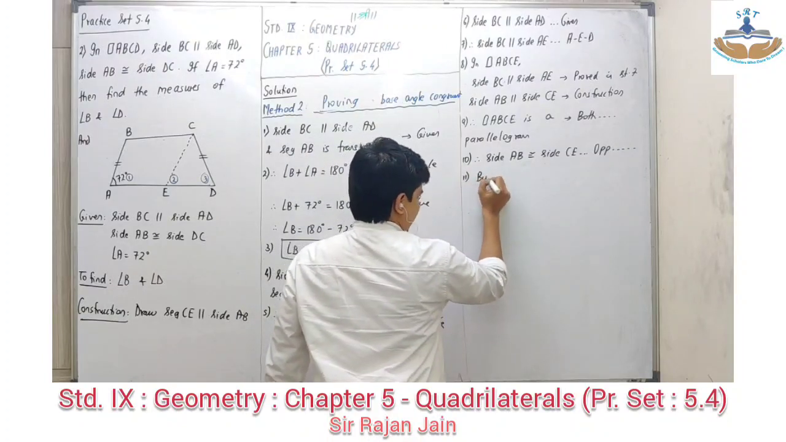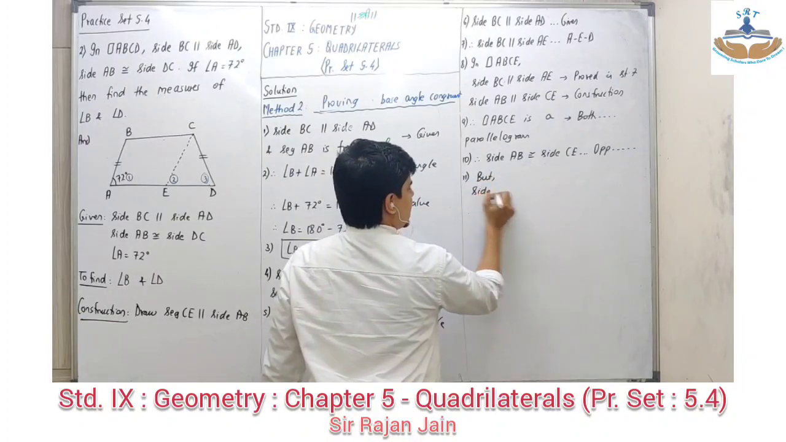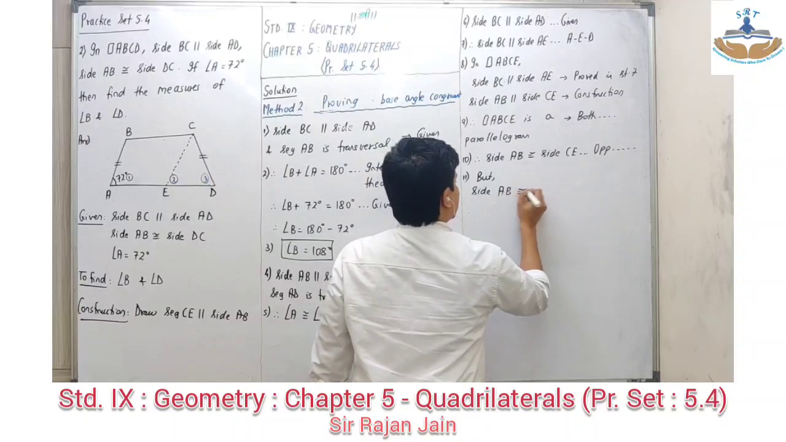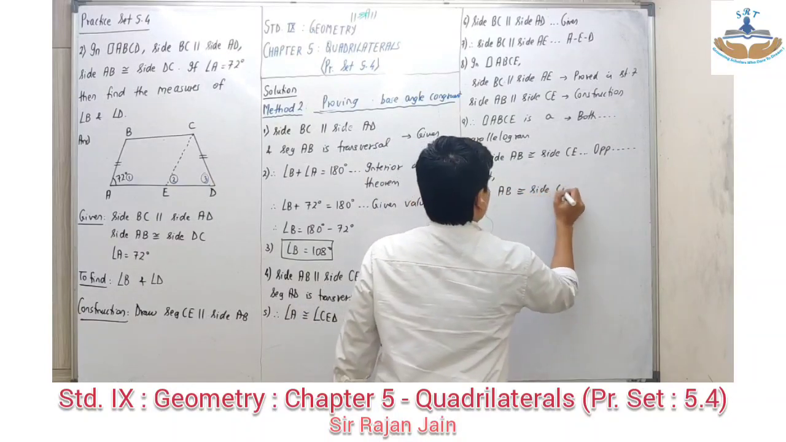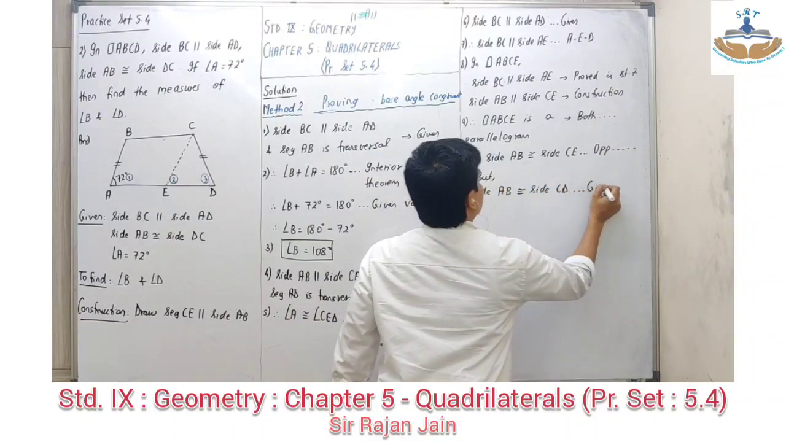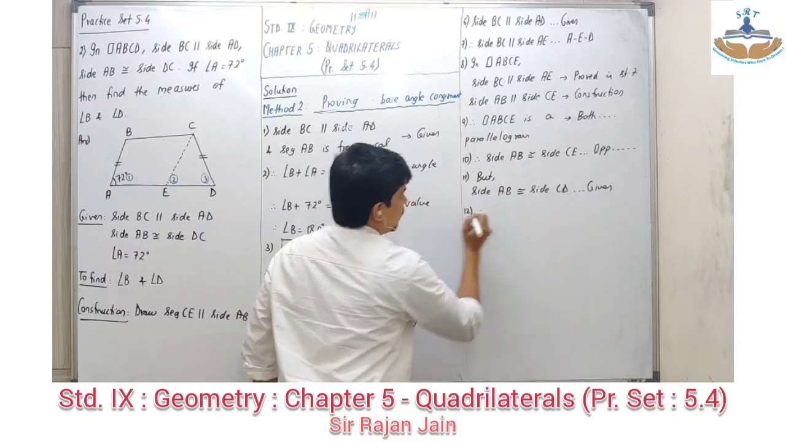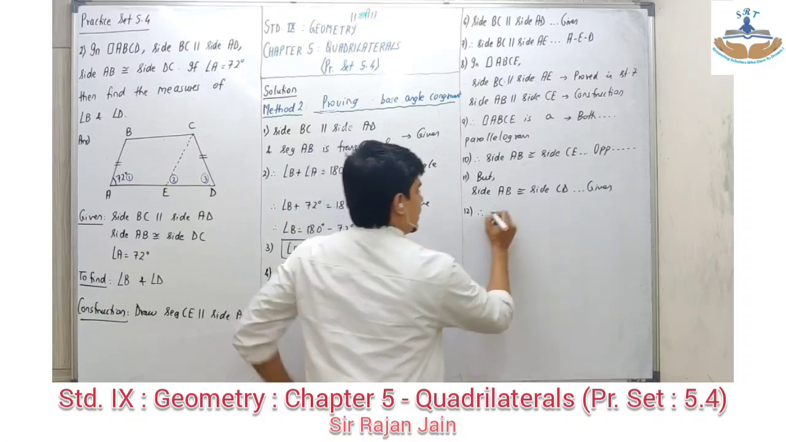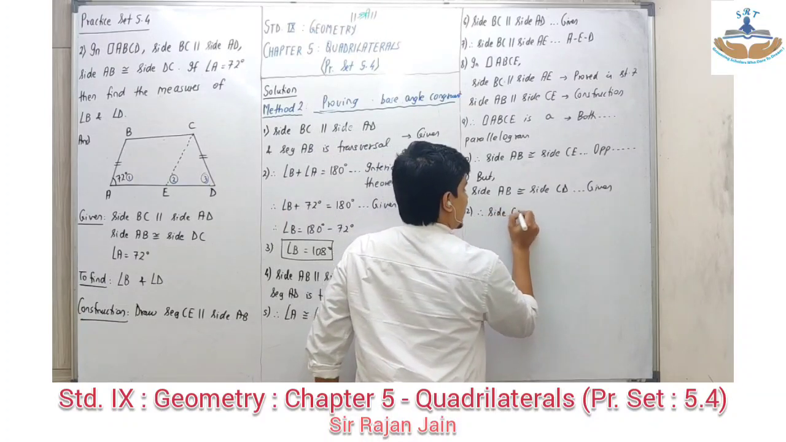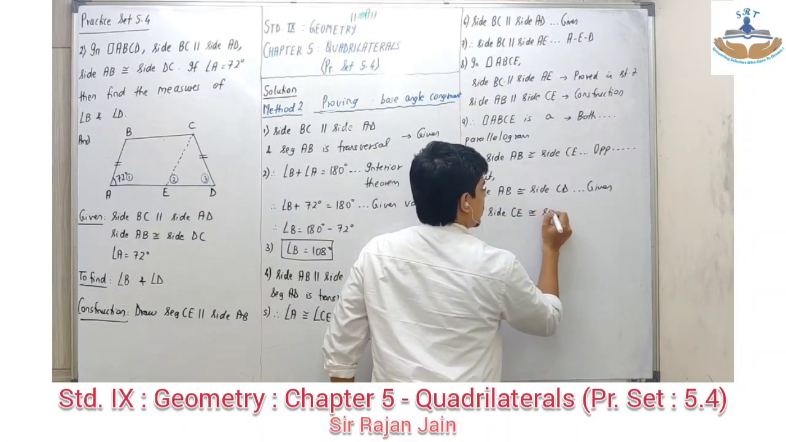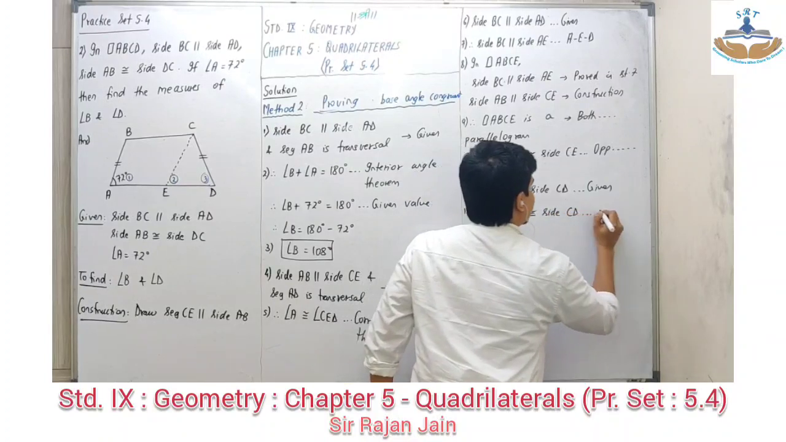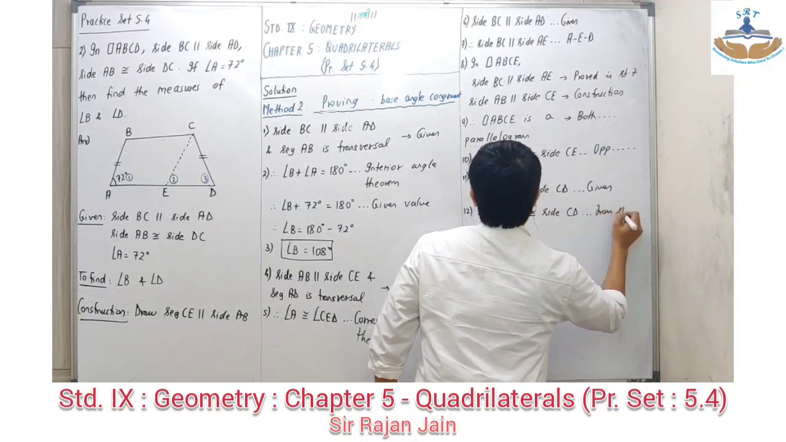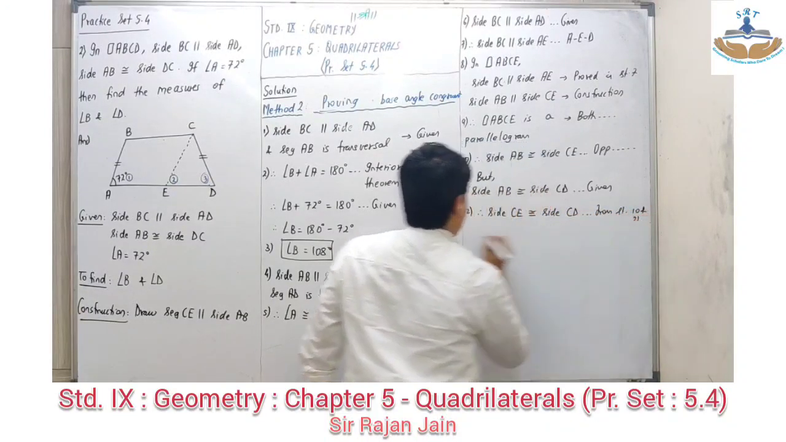Then I'll say, but the question already says that side AB is given congruent to side CD. Reason given. Therefore, do you see AB congruent to CE, AB congruent to CD? Therefore, what can I conclude? That side CE has to be congruent to side CD. Reason I'll write from step number 10 and 11.